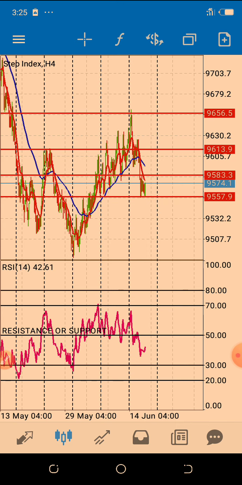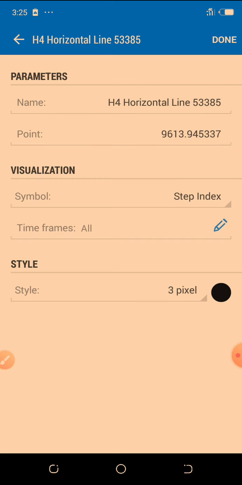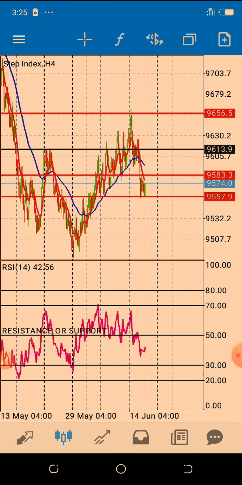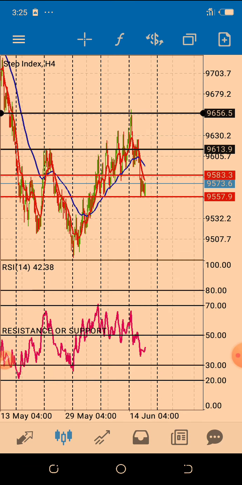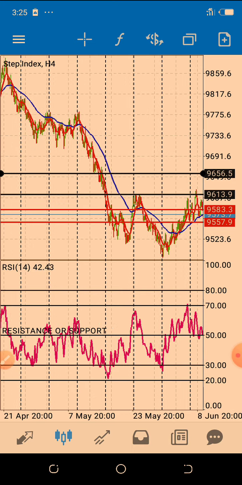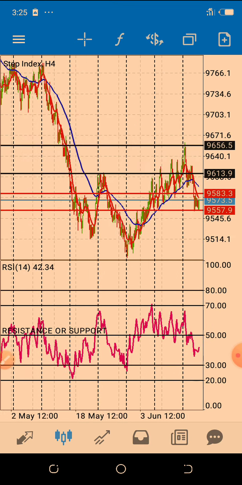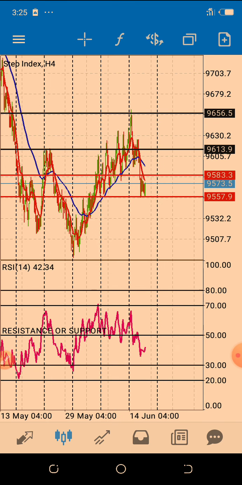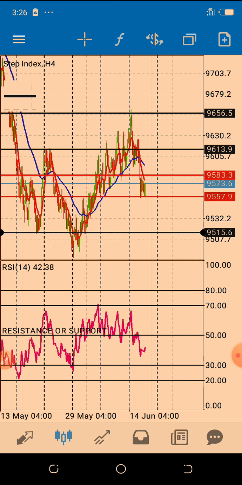I use a different color so that I'm able to quickly differentiate between the intraday support levels, because I am a day trader. Those intraday levels are good zones and good levels to take note of.